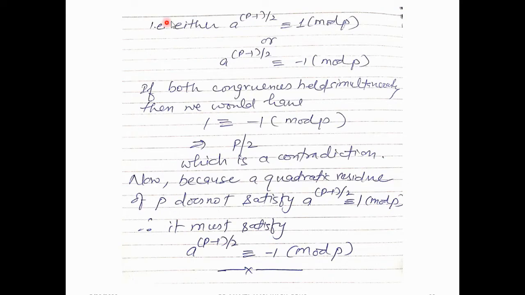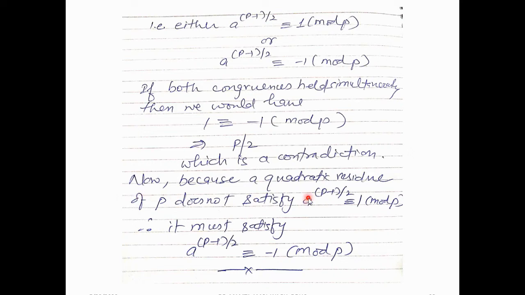So either a to the power (p minus 1)/2 is congruent to 1 modulo p, or a to the power (p minus 1)/2 is congruent to minus 1 modulo p. If both congruences held simultaneously, then we would have 1 congruent to minus 1 modulo p, that is, p divides 2, which is a contradiction because p is an odd prime.